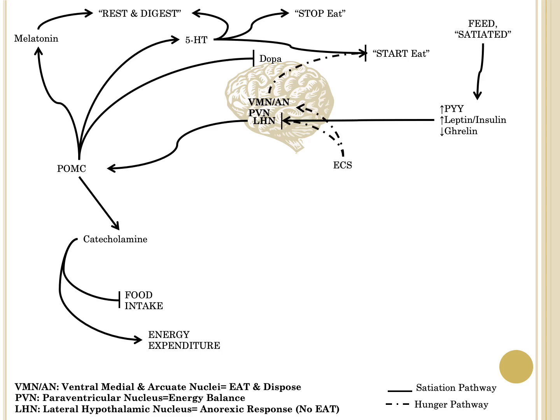Now, the endocannabinoid system is going to come into play here. What the endocannabinoid system is going to do is block the lateral hypothalamic nuclei while accentuating the signals from the ventral medial and the paraventricular nuclei. So it's going to trigger you to want to continue to eat. It's not really going to fully block the stop eating, but it's going to override the signals coming from serotonin.